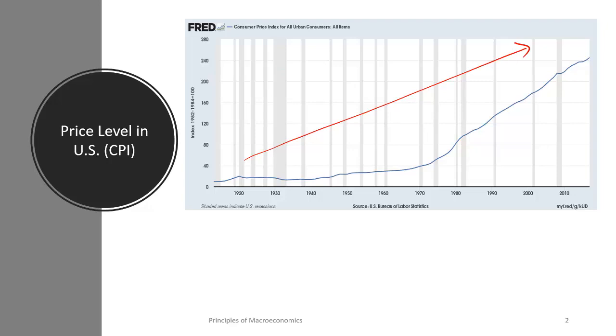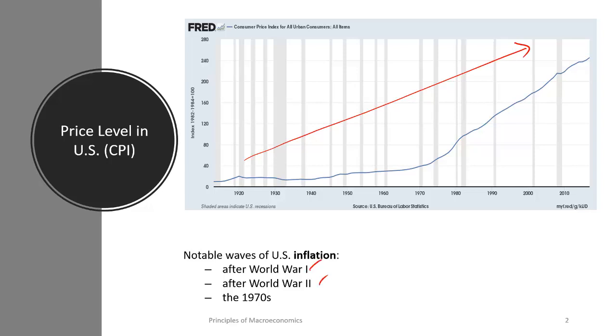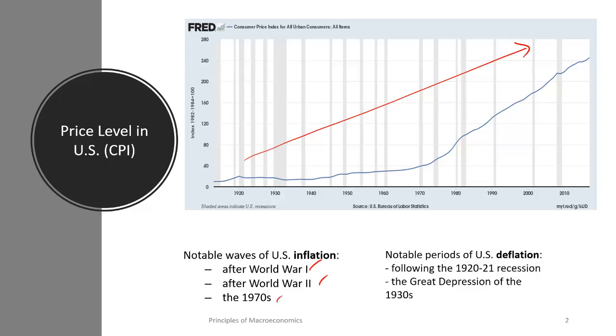So let's look at some of the periods of inflation in US. US inflation can be broken up into three broad phases: inflation after World War I, inflation after World War II, and the 1970s. Those are the three phases. And you can see here, right after World War I, we saw an increase in prices. Right after World War II, we saw some increase in prices.